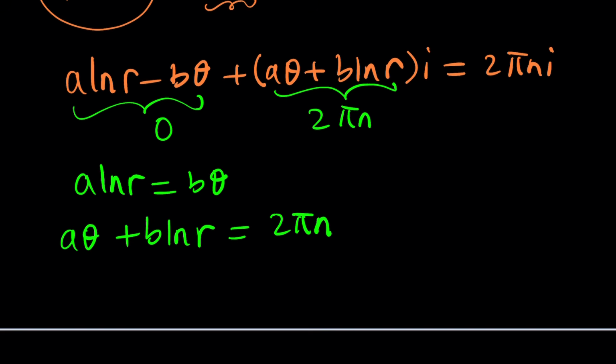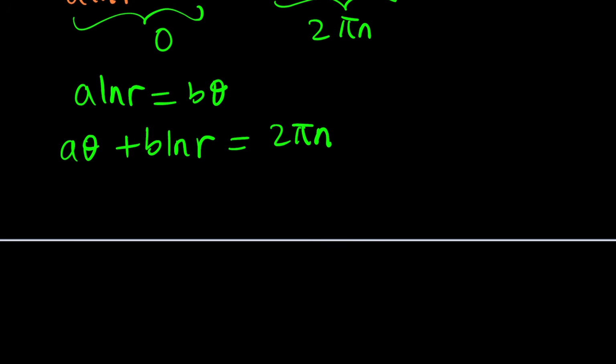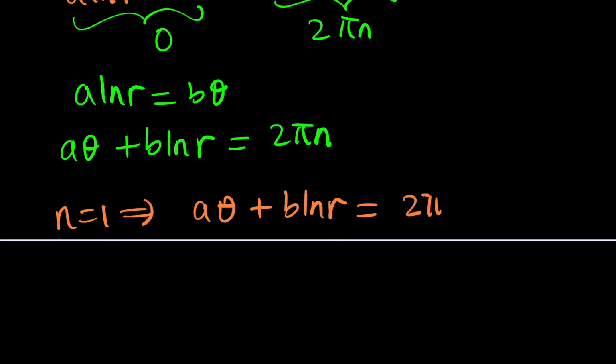But for simplicity's sake, let's go ahead and take n equals 1. Can we take n equals 0? Yes, but you're not really going to get much out of it because that'll put you at 1 equals 1, which we already talked about. Okay, but n equals 1 is going to be actually a little more interesting. Let's go with that. If n is equal to 1, then the second equation becomes a theta plus b ln r equals 2 pi. And the first equation just stays the same, a ln r equals b theta.